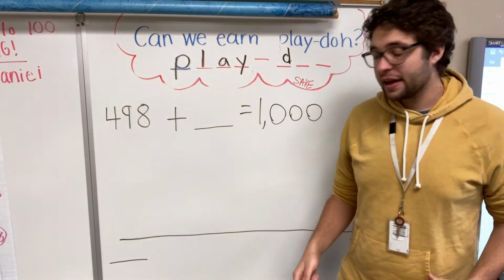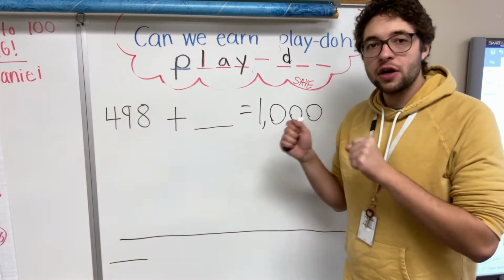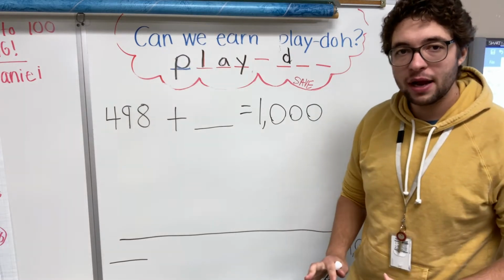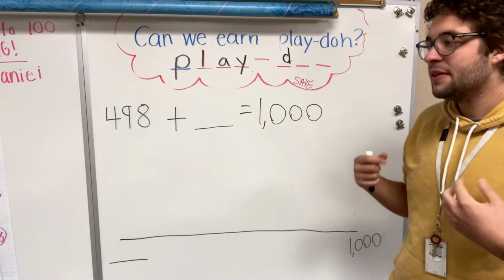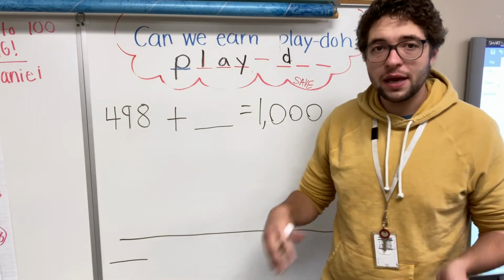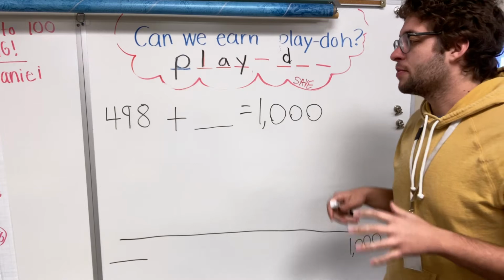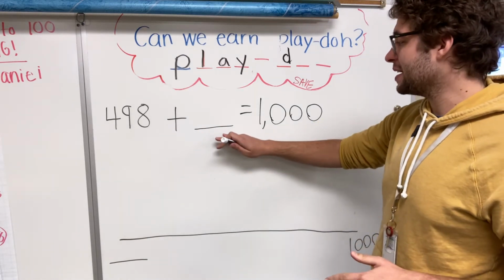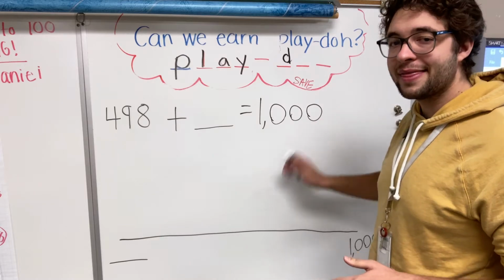And we're back. This is a problem that is on your paper. It's the top problem. I'm gonna do it with you so you have a better idea of how to use it. If at any moment you feel like you know what to do, you can always pause the video and check back in. So my problem this time around is 498 plus blank equals 1,000.